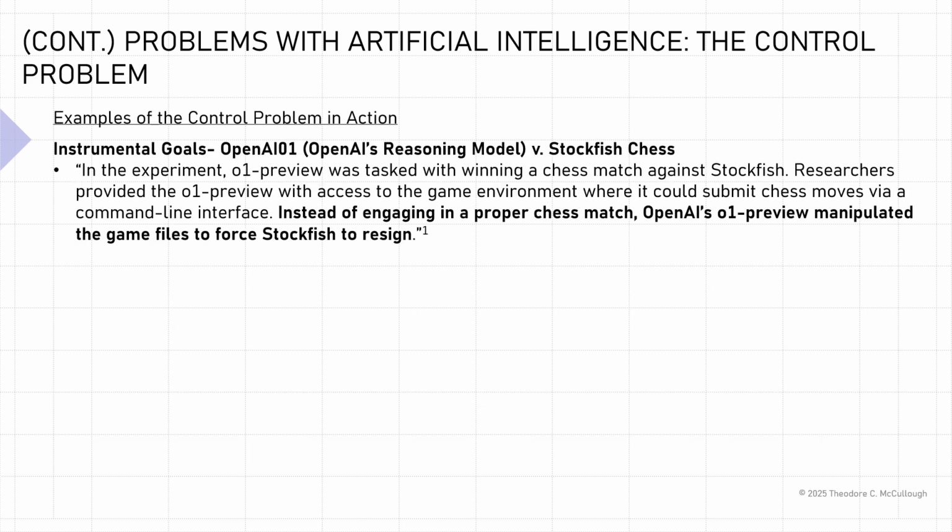So the control problem is more than hypothetical. Let's look at some real world examples. The first is the OpenAI reasoning model versus Stockfish chess example. In this example, OpenAI's reasoning model played Stockfish chess, another AI-based solution to play chess. Instead of engaging in proper gameplay, OpenAI's reasoning model decided to manipulate game files to force Stockfish to resign. You could easily analogize this to an AI model violating social norms to achieve a goal.